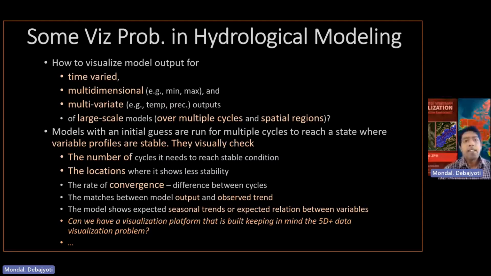So we started with basically hydrological models, and we saw that they are producing data. They are time varying, multidimensional, and also larger scale. Often people try to compare different cycles and how many cycles the simulation has been run, and whether it has converged, and if it has converged, then at which location it converged and at which location it is not stable, and also whether the model outcome is actually matching the observed data set.